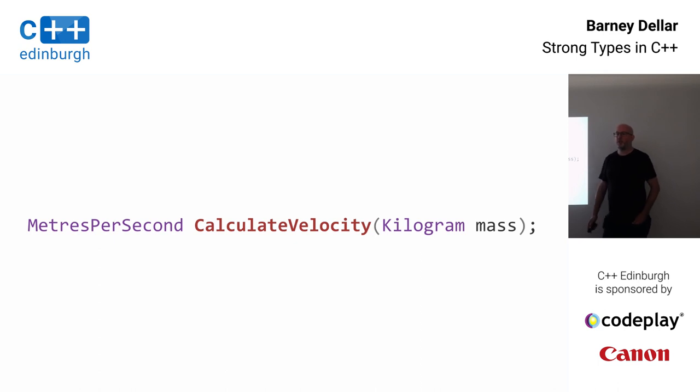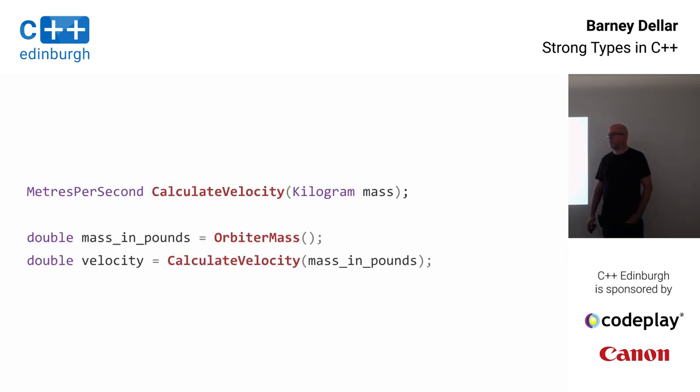Wouldn't it be much nicer if we had an API like this instead? Now we know that it takes in some kilograms and it returns meters per second. This tells us what the values are, not how they're represented in memory. And more importantly, the compiler sees these as different types. So now it would see pounds and ounces as different types to kilogram. It would see doubles as different types to kilograms. So if we had an API like this from NASA, then when we have this code in Lockheed Martin and they try and pass in a value in pounds, it does not compile.